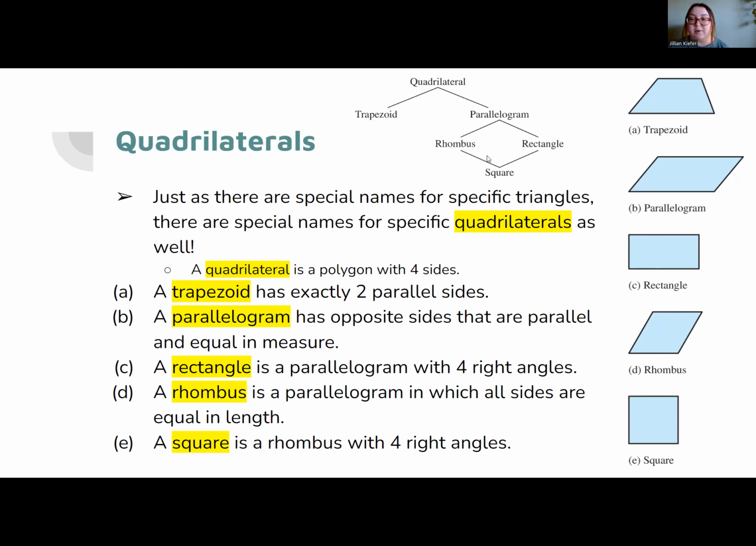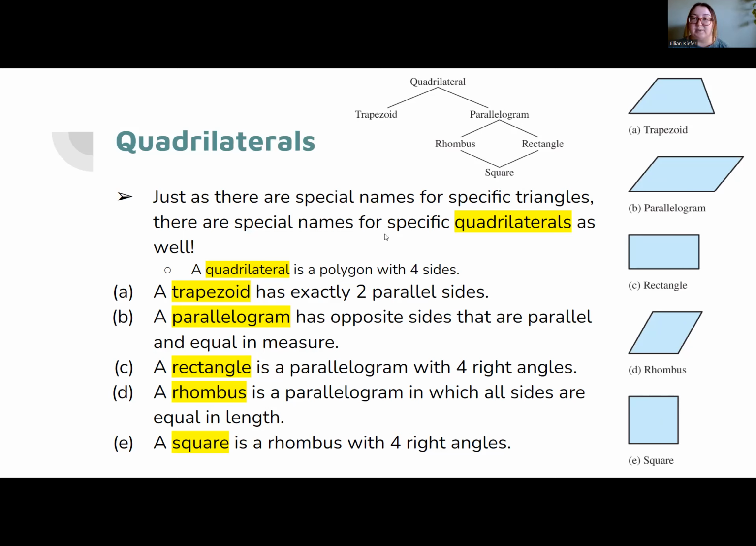But then from rhombus and rectangle, they both connect again to be a square. So really a square is a rhombus. It's also a rectangle. It's a parallelogram, which is a quadrilateral. So a square can be categorized as all of these things, where a rhombus is a parallelogram that's a quadrilateral, or a rectangle is a parallelogram that's a quadrilateral. But your square is all of those things. Your square satisfies the requirements for each one of these different shapes, so it can be classified as many things.